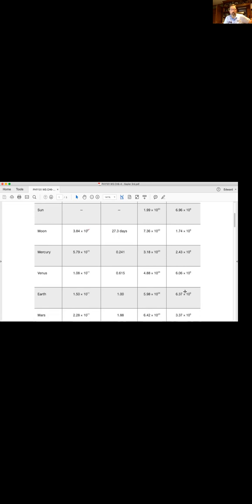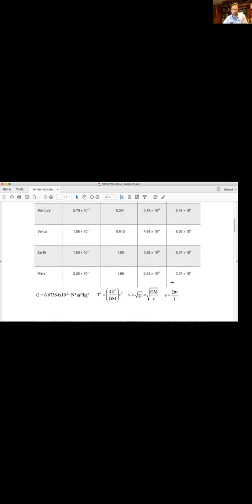Probably a quicker way to do it might just be to go to Google. If you need a distance from the Earth to the sun, or from the Earth to the moon, or something like that, Google it. But this stuff is sitting on the back. There's your equations with the right constant.